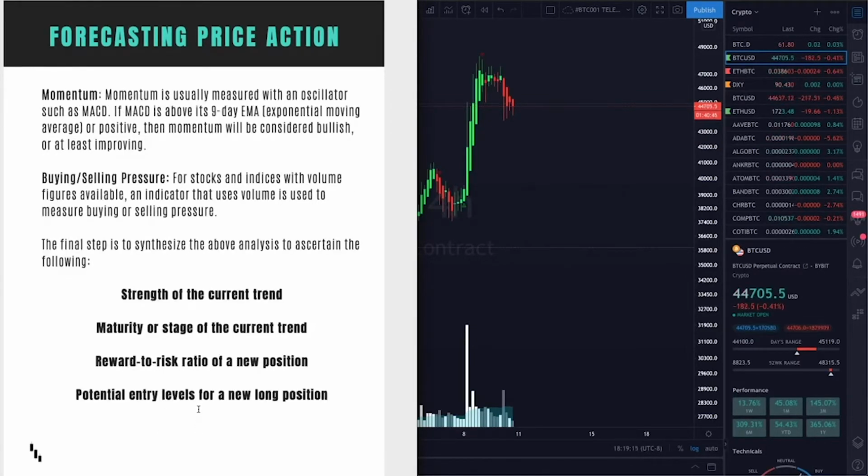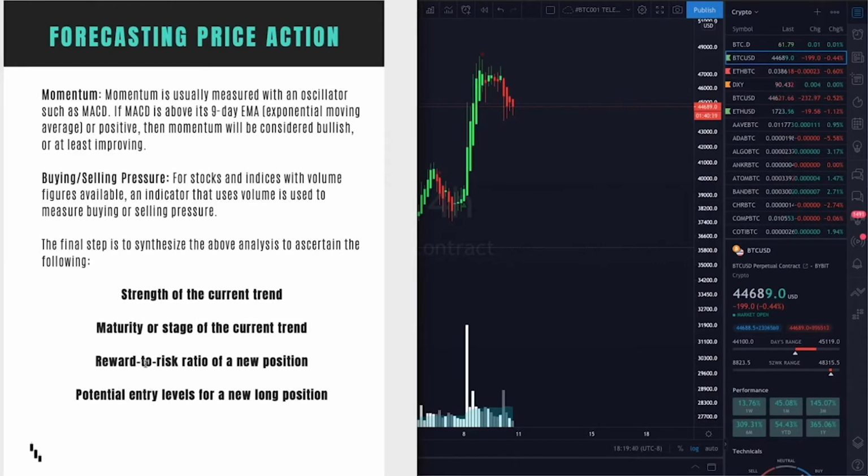Another one you'll want to use is momentum. Momentum is usually measured with an oscillator such as the MACD. If the MACD is above its 9-day EMA or positive, then momentum will be considered bullish or at least improving. Buying and selling pressure is huge. So for stocks, crypto, and other indices with volume figures available, an indicator that uses volume is used to measure buying and or selling pressure.